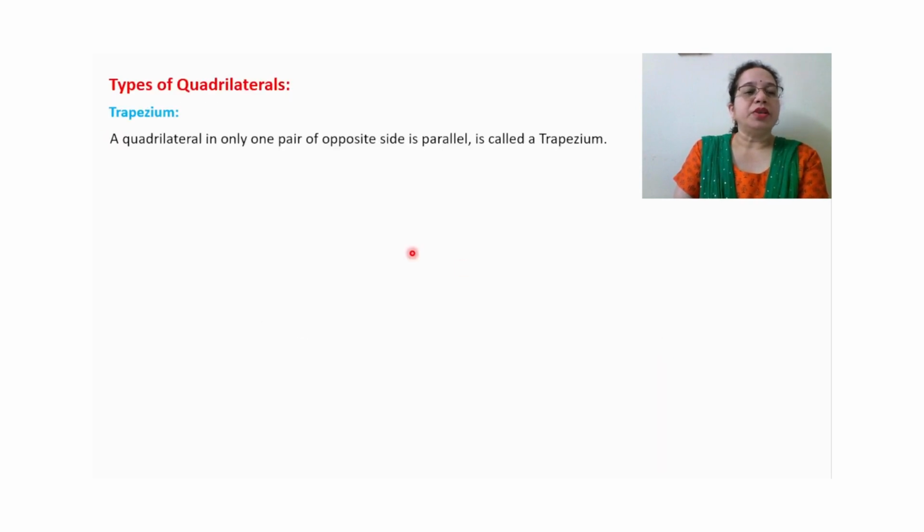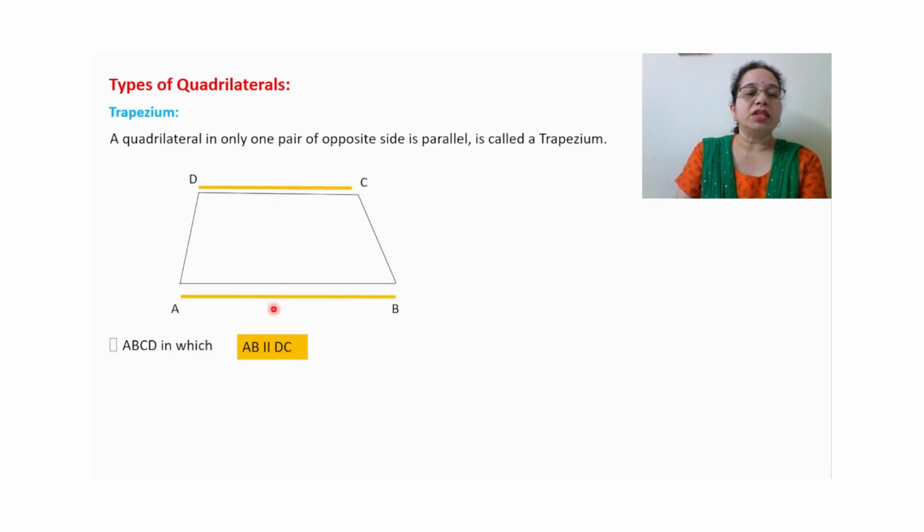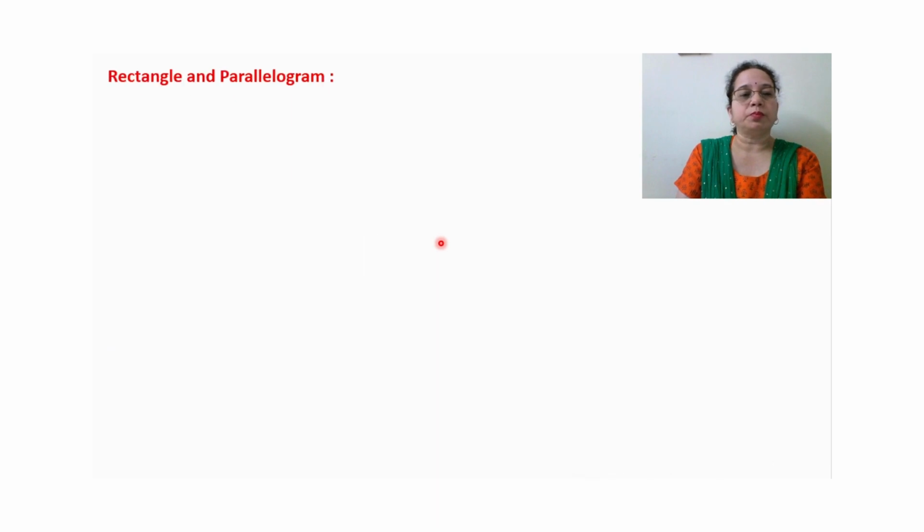Next one is a trapezium, a quadrilateral in which only one pair of sides is parallel. You can see only one pair of sides, AB and DC, is parallel. AD and BC are not parallel. So when only one pair of sides is parallel, this is known as a trapezium.